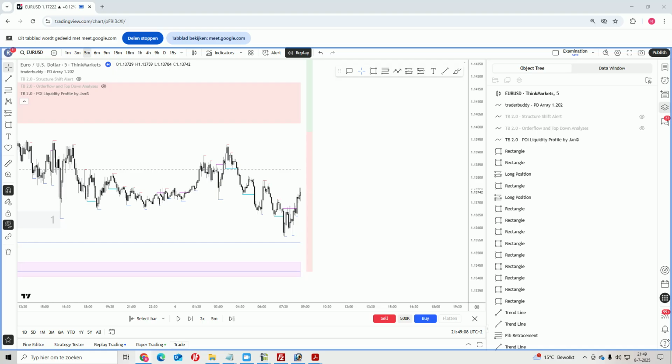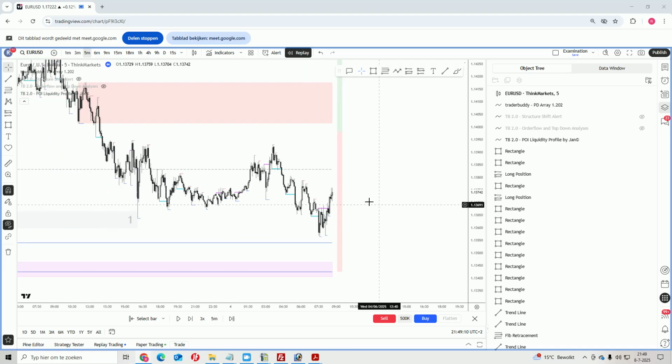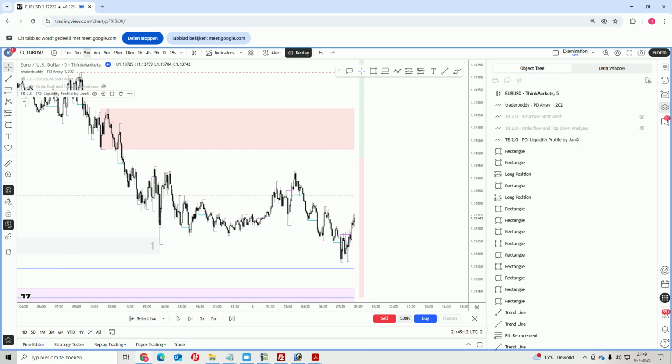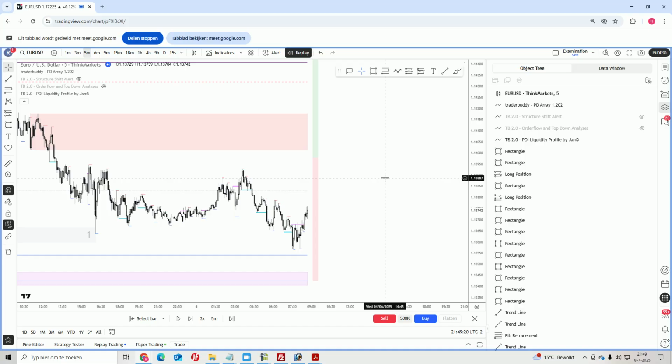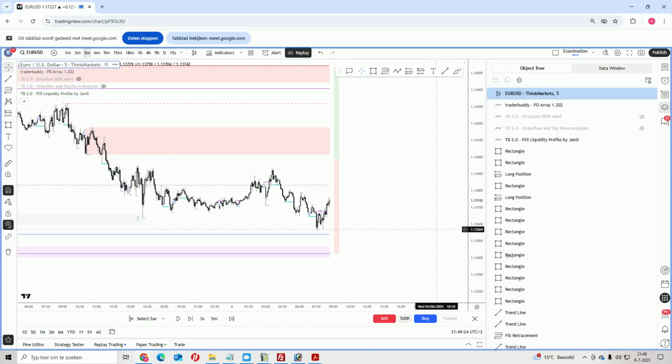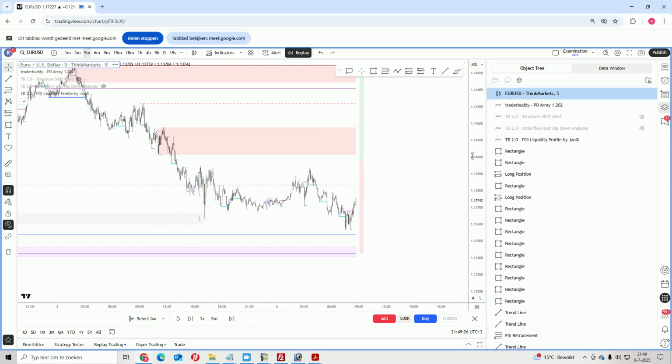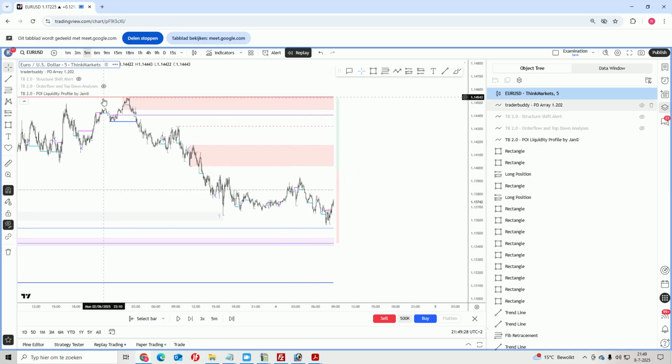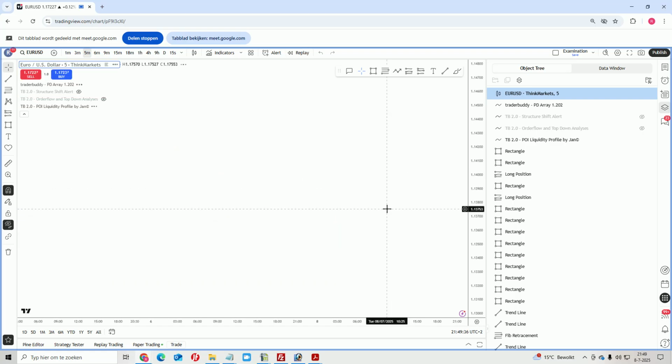Walter, do you use the POI liquidity profile indicator? Because the situation you gave me, maybe we can go over that. Let's see, how do I do this? Just a second. Yes.